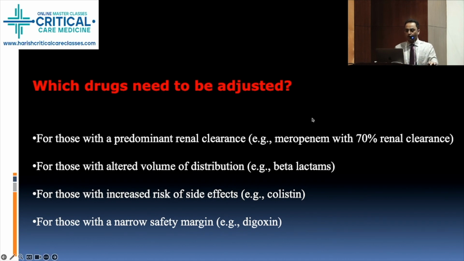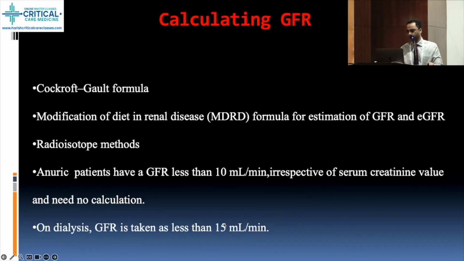For those with an altered volume of distribution, particularly the water soluble agents I told, there is a big impact of the solubility in relation to the volume of distribution. So that needs to be adjusted. For those with an increased risk of side effects, which have a narrow margin of safety, like colistin, we need to take care. For those with a narrow safety margin, stringent monitoring is needed, like with digoxin and all.